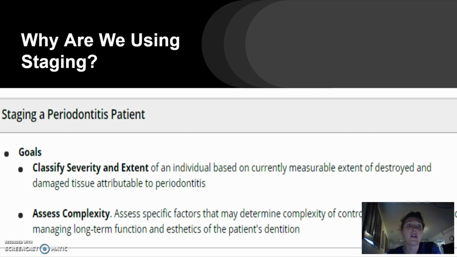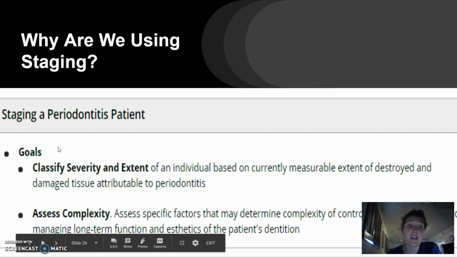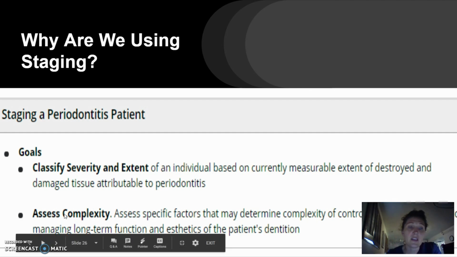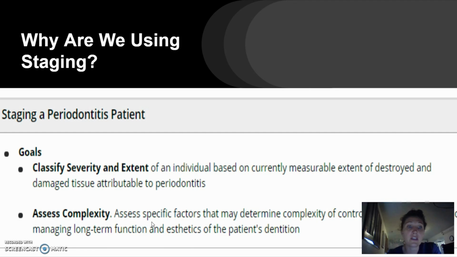So let's talk a little bit about how to stage a periodontitis patient. Now, this information comes directly from the perio.org, from those documents. This is not something that I've created. This is from them. So our goal is to classify an individual based on their measurable extent of destroyed and damaged tissue. And then when we assess complexity, we assess specific factors that may determine complexity of controlling current disease and managing long-term function and aesthetics of the patient's dentition.